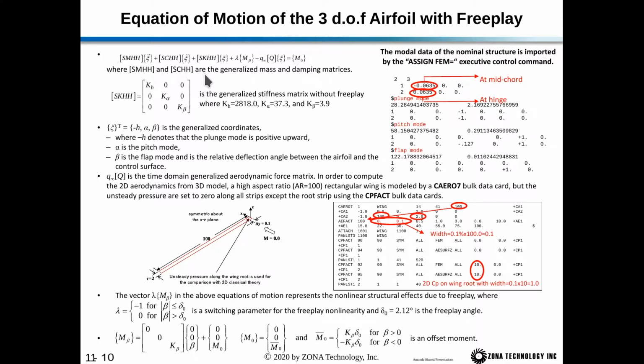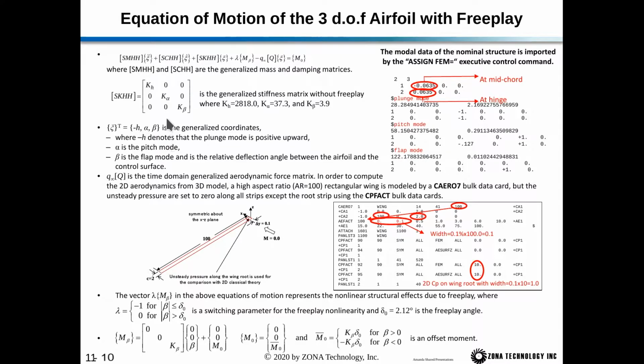So MHH and CHH are the generalized mass and damping matrices. KHH is defined by KH, K alpha, and K beta. This is the generalized stiffness matrix without Freeplay. Now note here that our generalized coordinates are actually equal to our physical coordinates. So C is equal to minus H, alpha, and beta.